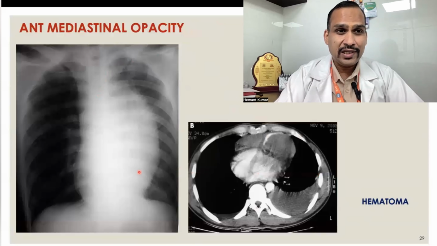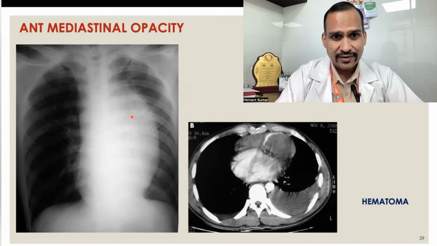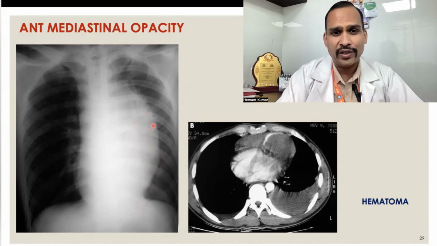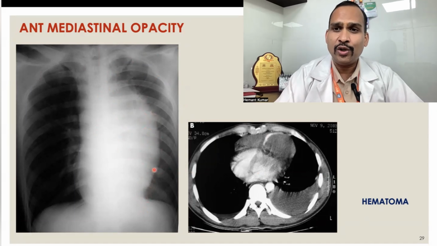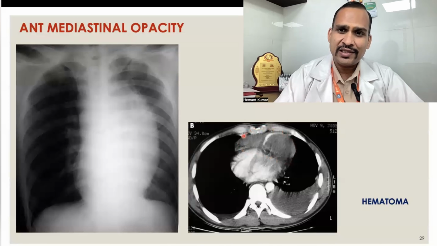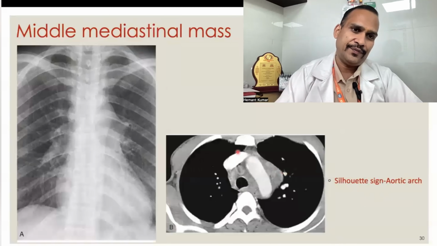So see carefully this opacity. This is diffuse opacity on the left side. Again, you can see hilar vessels, and the left heart border we cannot appreciate. So this is anterior mediastinal opacity. If you do a CT scan, you can see the opacity is the same as blood. So this is a case of hematoma, anterior mediastinal hematoma.